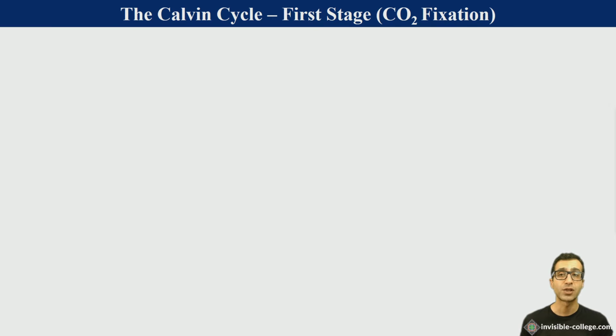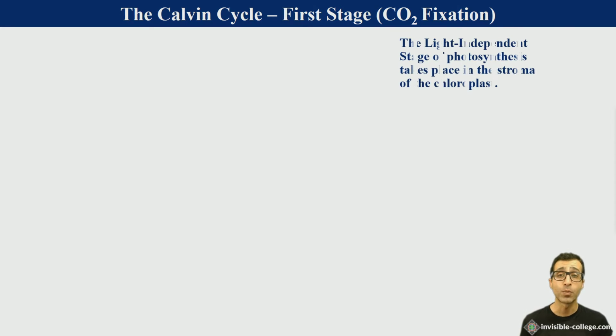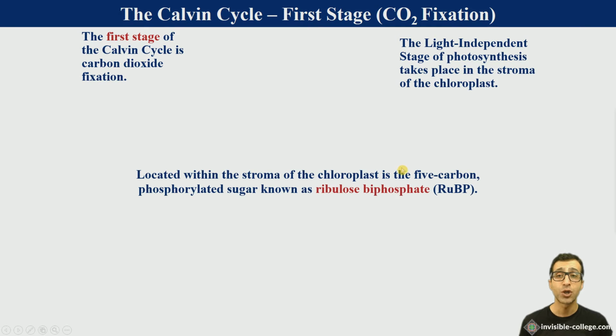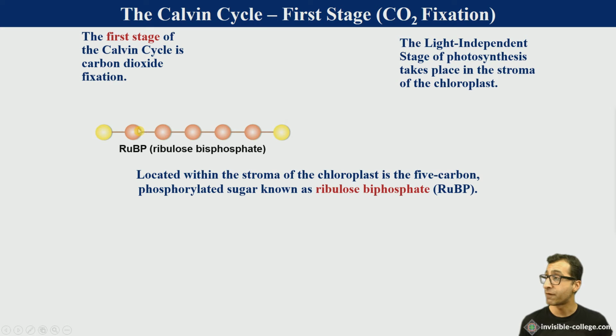So let's look at the first stage, which is called CO2 fixation. The light-independent stage of photosynthesis takes place not in the thylakoid membranes, but in the stroma of the chloroplast. Now, the first stage of the Calvin cycle is referred to as carbon dioxide fixation. Located within the stroma of the chloroplast is the 5-carbon phosphorylated sugar known as ribulose bisphosphate, or RuBP for short. We can visualize this in a simplified manner by thinking of it as a 5-carbon sugar, the carbons represented here, and with 2 phosphate groups attached to the ends of that linear 5-carbon chain.